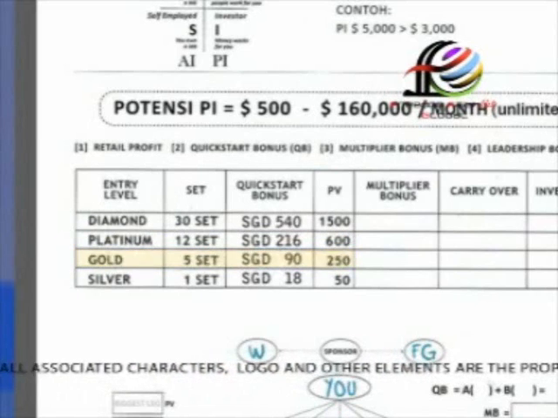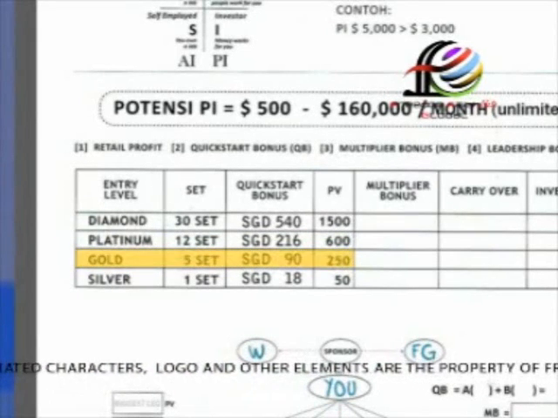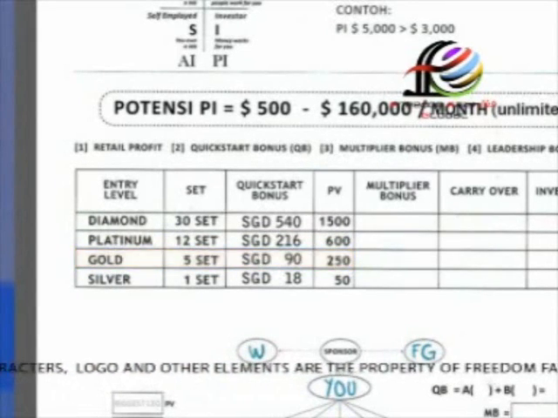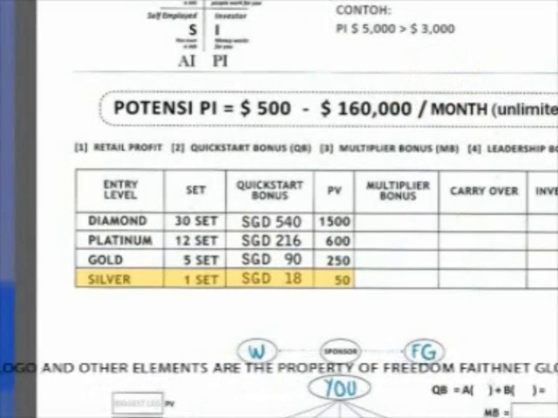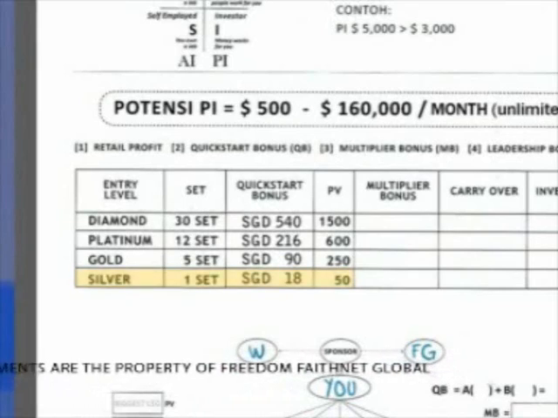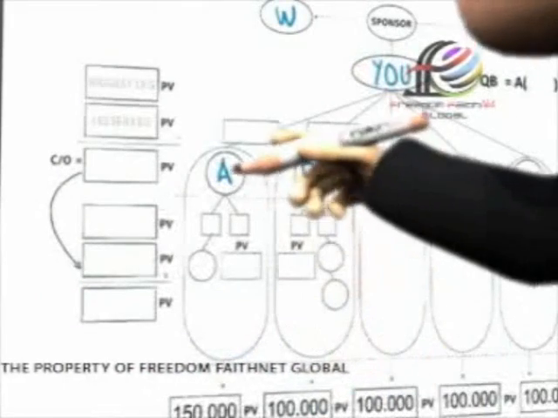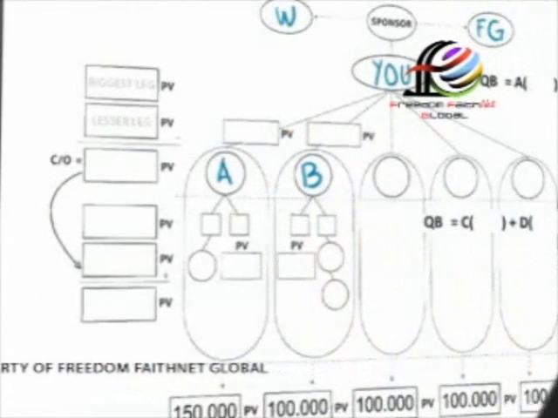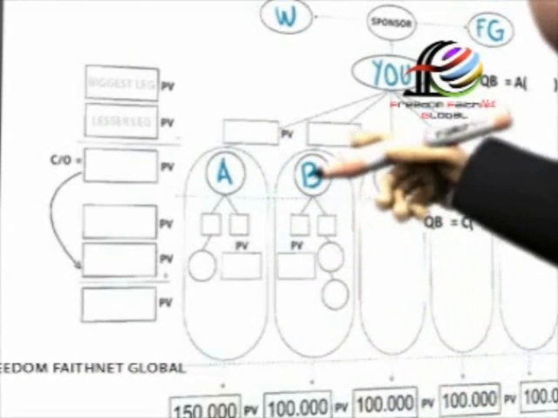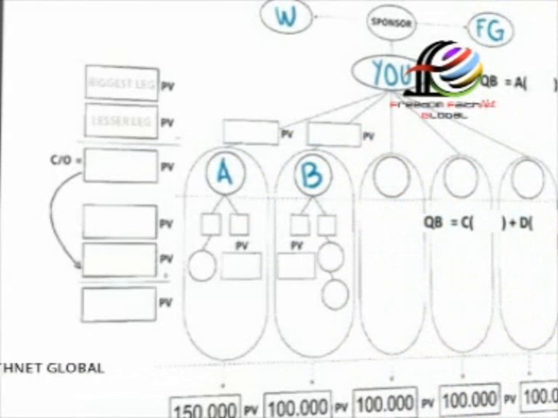We will receive 5 sets, a quick start bonus of 90 Singapore dollars and 250 PV. Fourth, Silver. We will receive 1 set, a quick start bonus of 18 Singapore dollars and 50 PV. For example, you refer this to A and B. If A joins the Diamond level, you will receive a quick start bonus of 540 Singapore dollars.